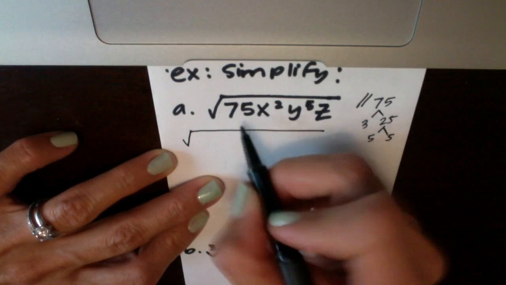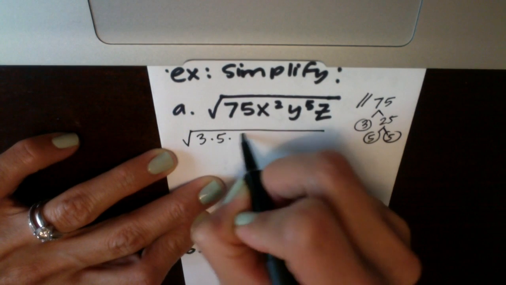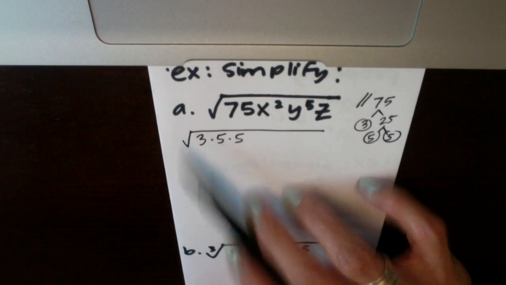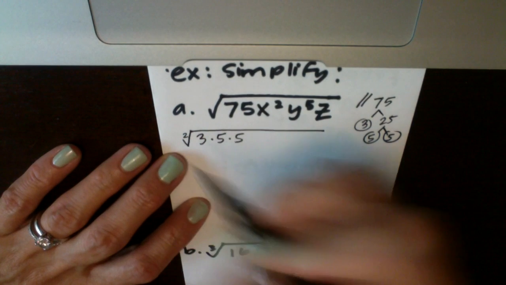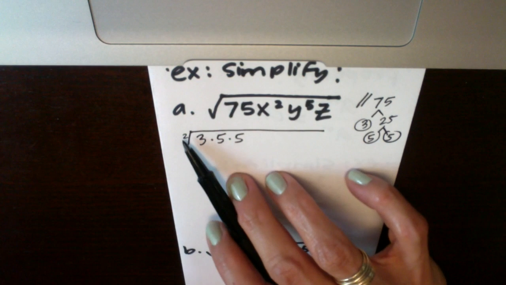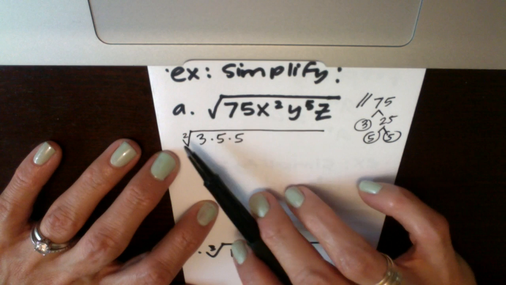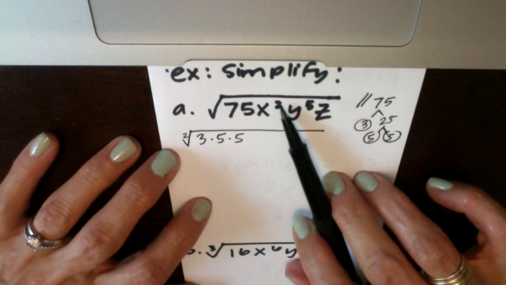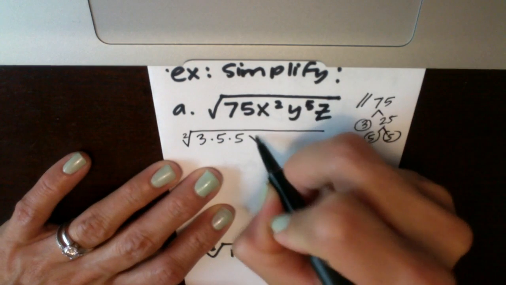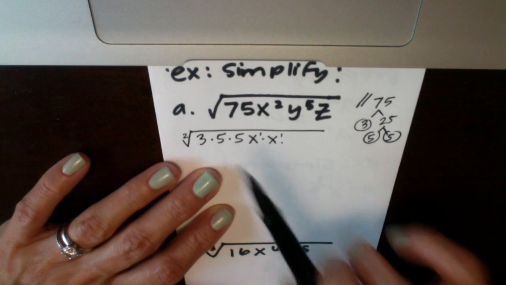So let's see. 75 became 3 times 5 times 5. This is a square root. It's implied that there's a little 2 right here. So we just don't write it because we all know it's just a square root, but it's implied that there's a 2. So the way we're going to break down these variables is we're going to say 2 goes into 2 how many times? The answer is 1, so then you're going to write x to the 1. Okay, we're going to do that also with the 5.